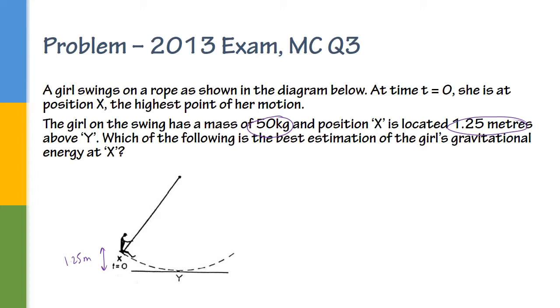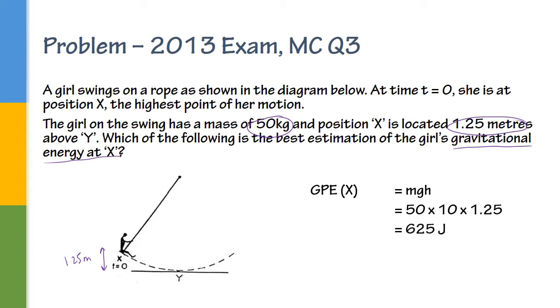Now the fact that you've been given a height should scream out to you that this is a gravitational potential energy question. Plus, luckily for you, they've actually specified what type of energy they'd like you to calculate. So this is dead easy. You should know that your formula for gravitational potential energy at point x is equal to mgh. Our value for mass is 50 kilograms, our value for g is our constant at 10, and our height is 1.25 meters. So plugging those in, you get a gravitational potential energy of 625 joules.